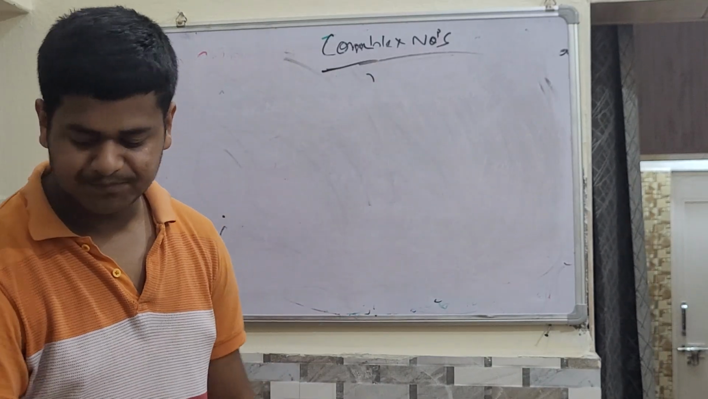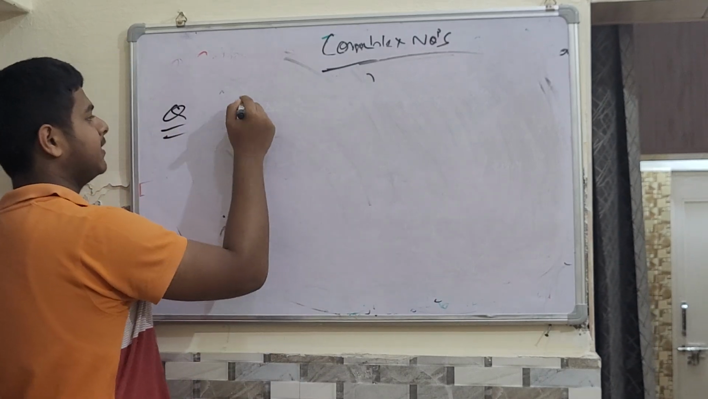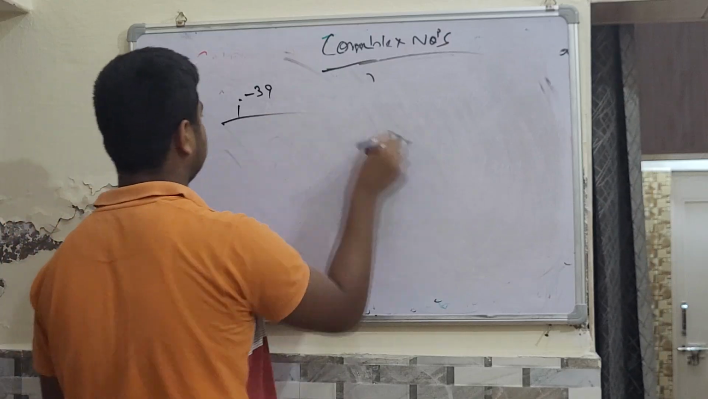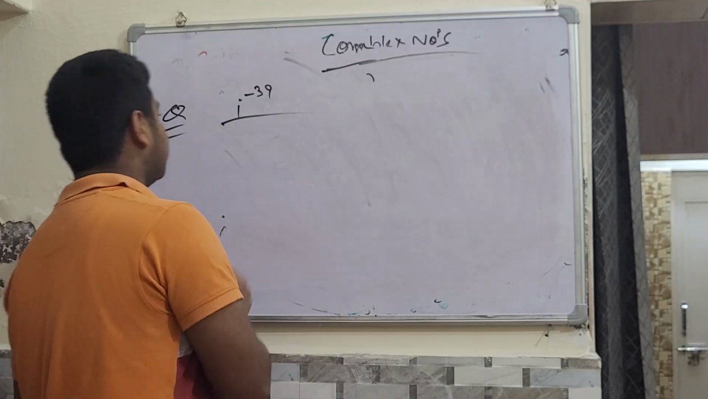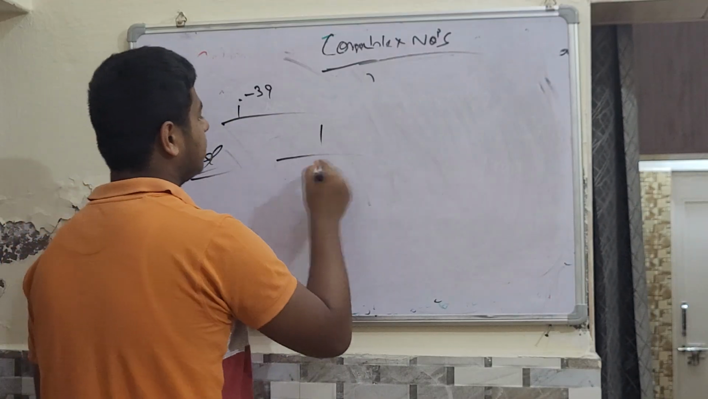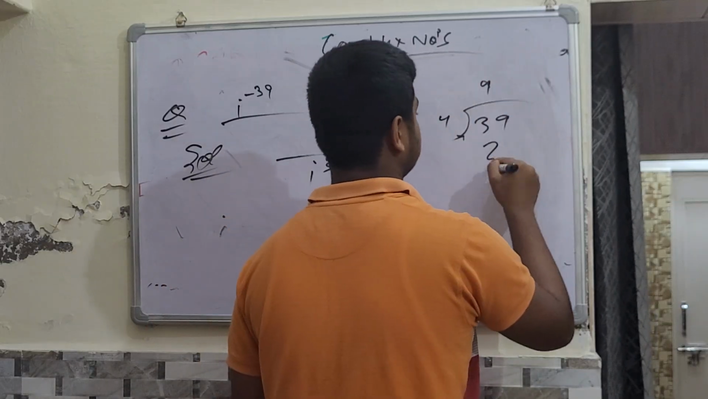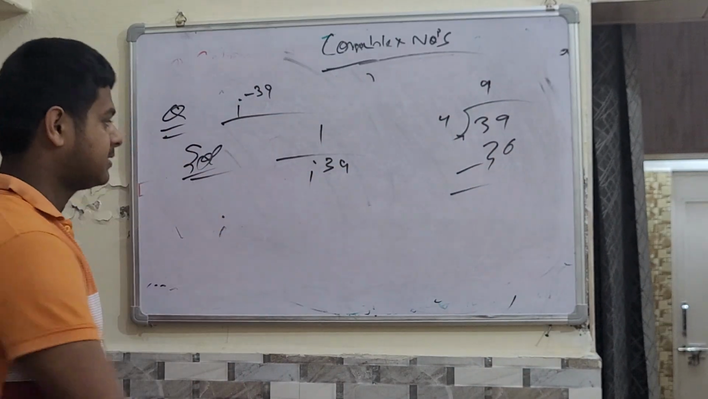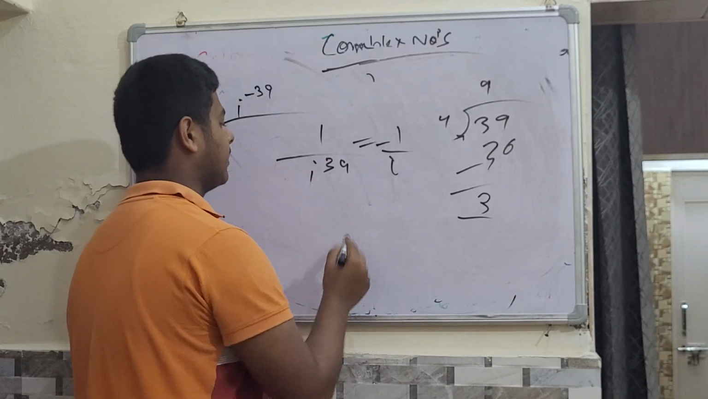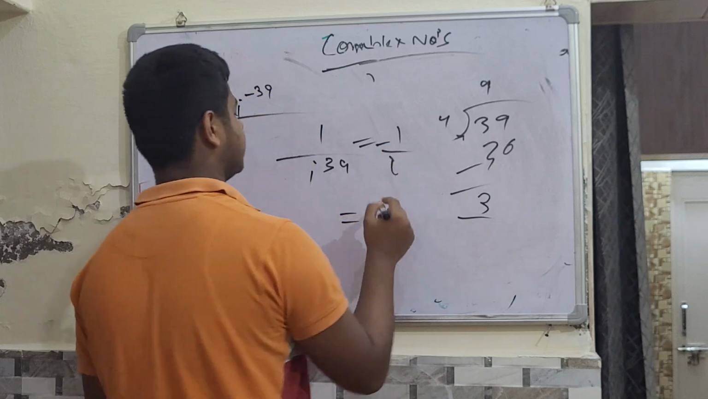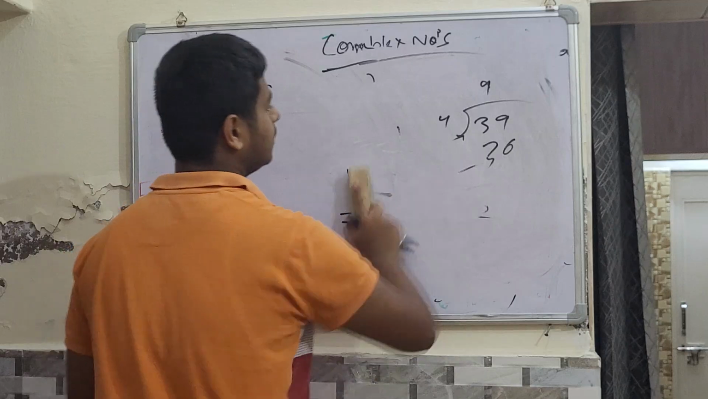There are some proofs I'm going to discuss. If you don't know the basics, don't come in my class. I took 39, so you can write 1 by i to the power 39. 39 you have to divide by 4: 4 times 9 is 36, and 39 minus 36 is 3. So it's 1 by i cube, which is 1 by minus i. That's the answer. I hope you grasp the basics.